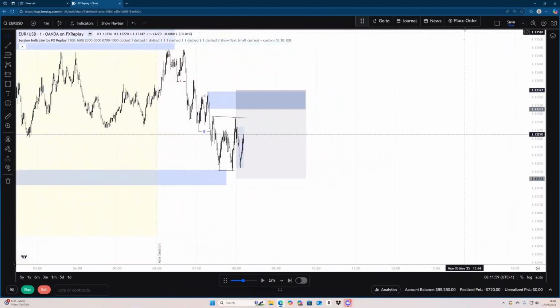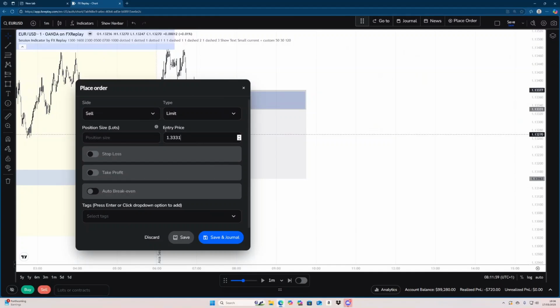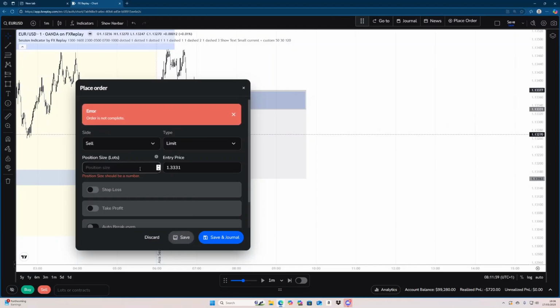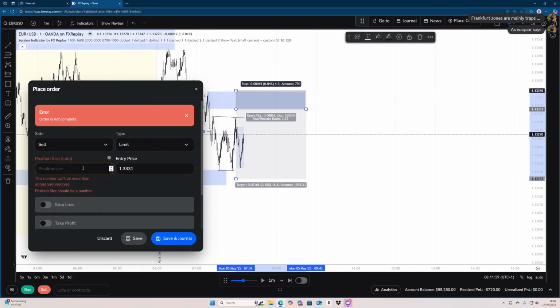1.3. 4.5. Why do I need MP5? I can't calculate. So 450 for 10 lots. So use my calculator.